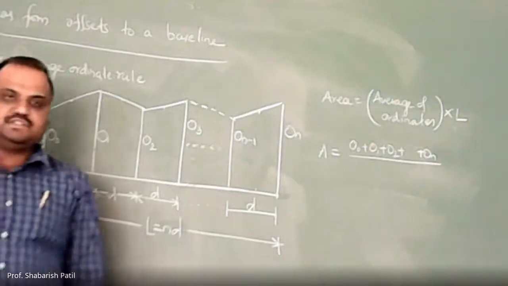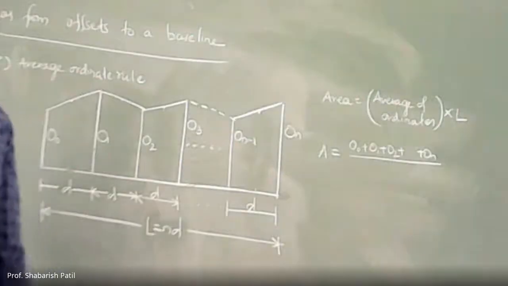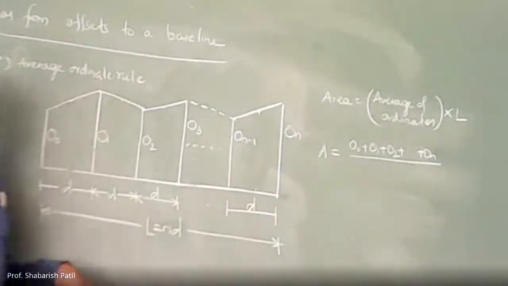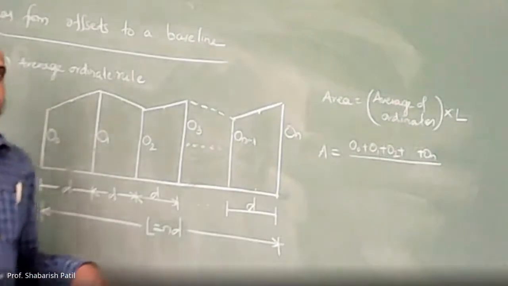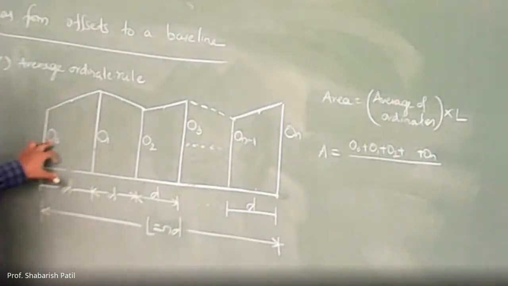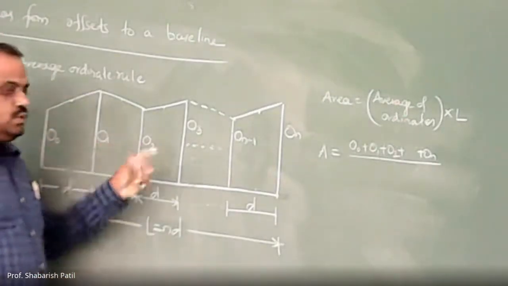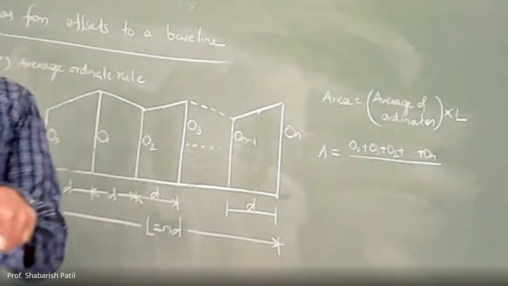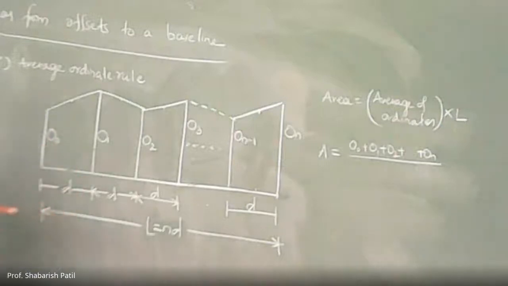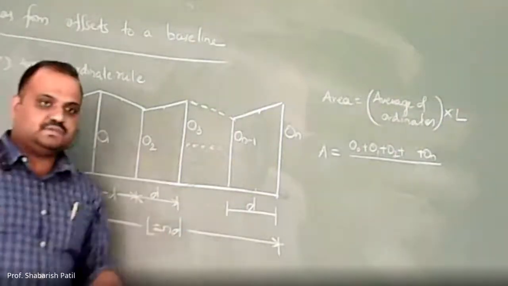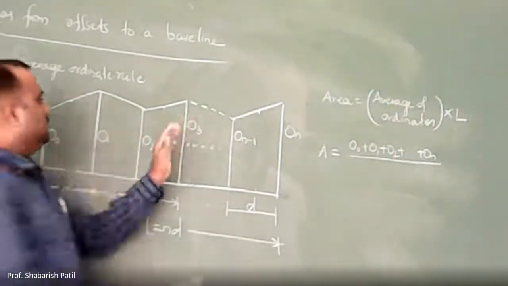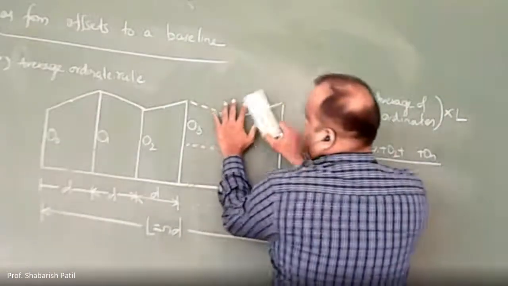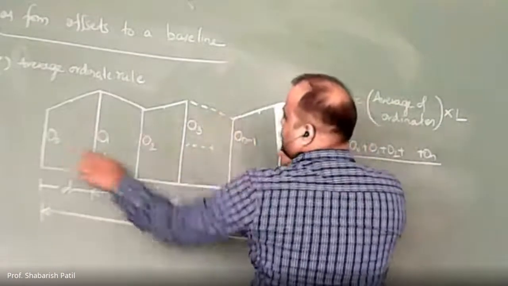Then what is going to be average? Three offsets. See, you just don't give me the number in the denominator. Your average is going to be O0 plus O1 plus O2 divided by what? 3. Divided by 3. Okay, good. What if you have four number of ordinates? Like up to O3 you have. Then what is the average of the ordinates?